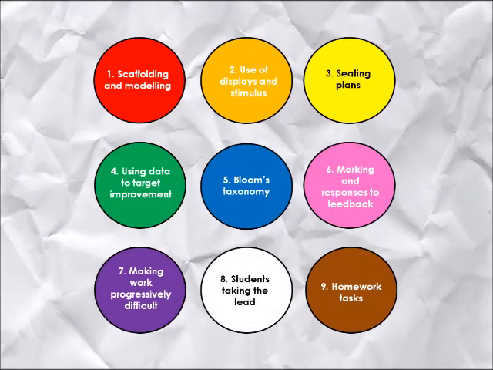There are multiple ways in which differentiation can take place within the classroom. Here we will focus on 9 key strategies for use in aiding students of all abilities. 1. Scaffolding and modelling. 2. Use of displays and classroom stimulus. 3. Seating plans. 4. Using data to target improvement. 5. Bloom's taxonomy. 6. Marking and responses to feedback. 7. Making work progressively difficult. 8. Students taking the lead. And 9. Homework tasks.